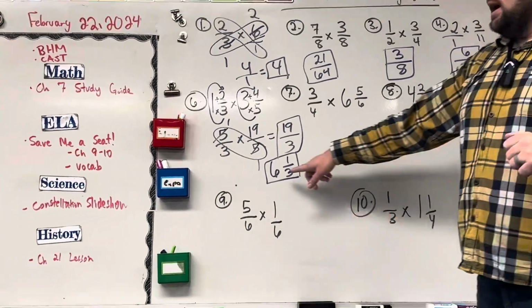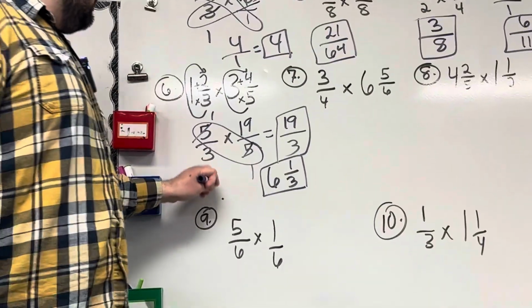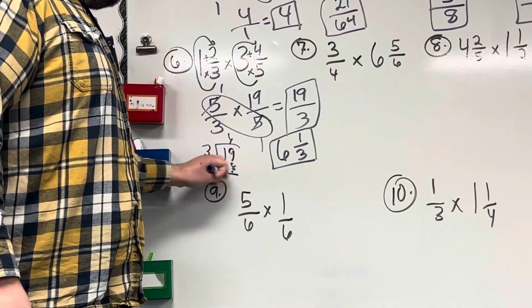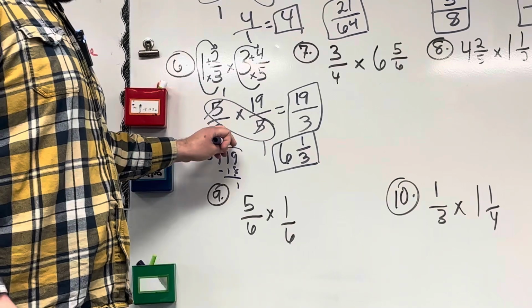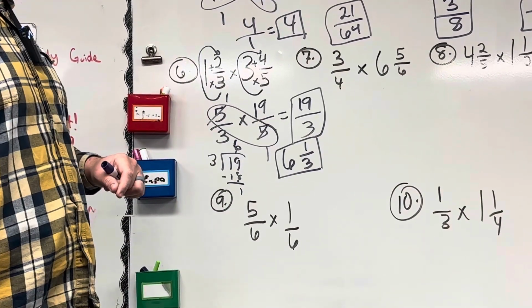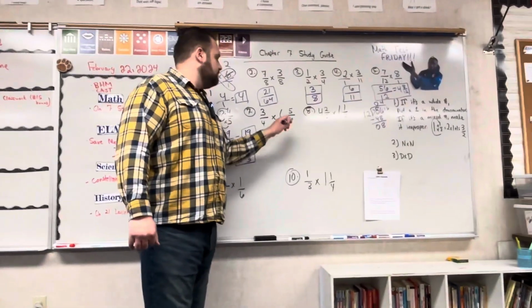Okay, I did the division in my head here, but here's what it would look like. Okay, 19 divided by 3. 3 goes in there 6 times. All right, so that's supposed to be a 6. Okay, running out of room here, but that's what it looks like. Okay. All right. Let's do number 7.